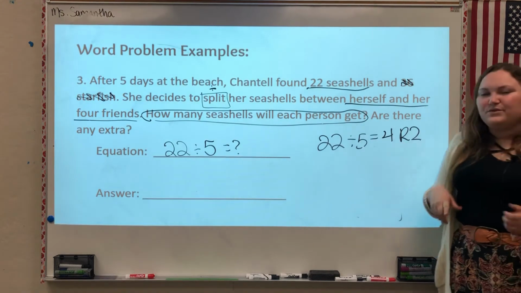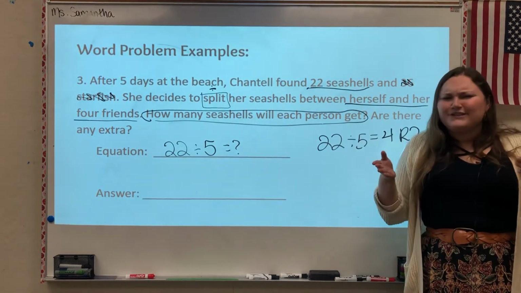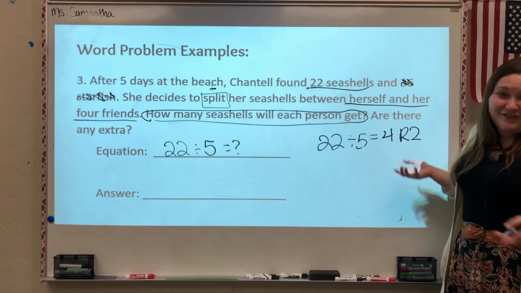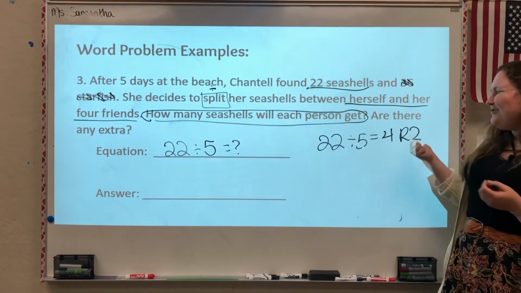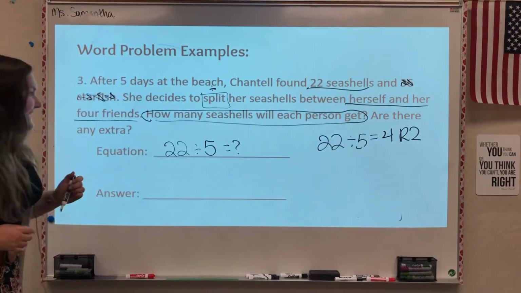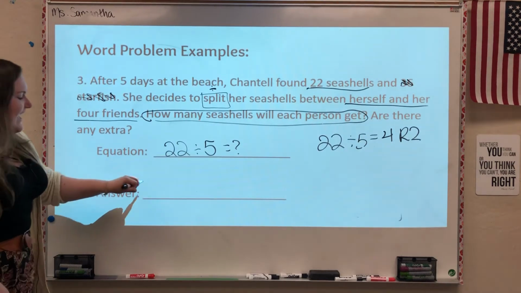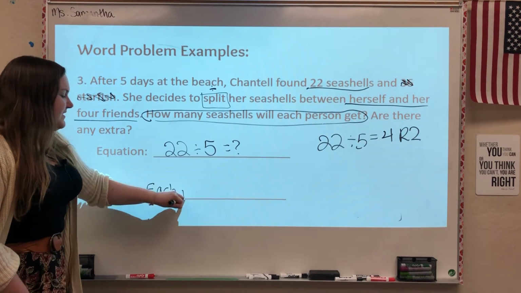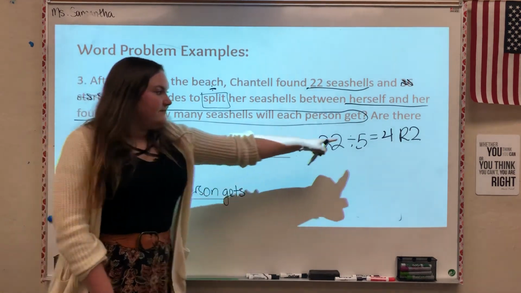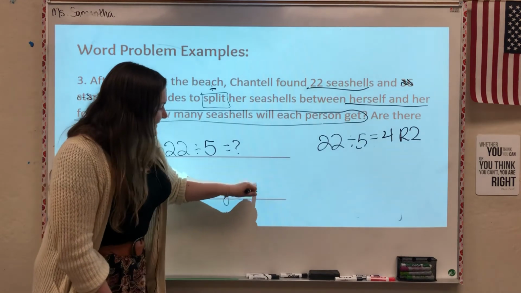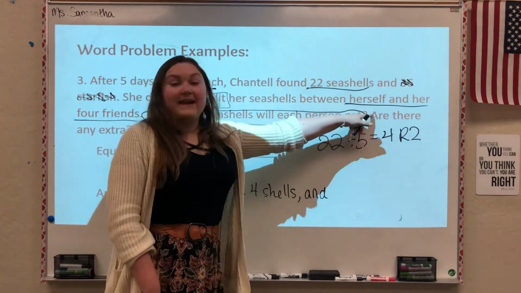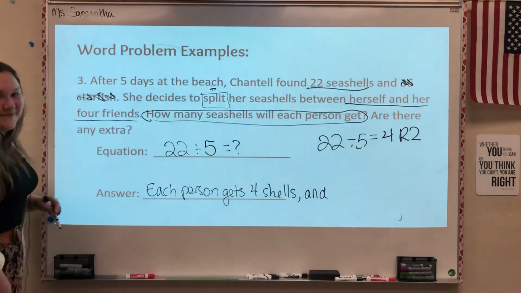The only reason we would use the word remainder is if we were purely talking about math, but this is outside math class, so you're definitely allowed to say, and there's 2 extra, there's 2 left over. You don't need to use that word remainder. So to answer this question, how many seashells will each person get? We could say each person gets 4. So I could say 4 shells or seashells, and making sure I answered my second part of my question and don't forget about it.